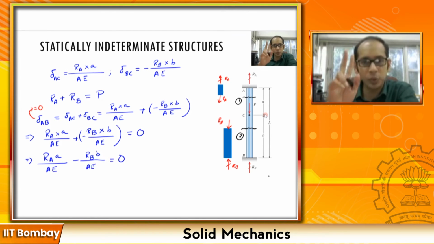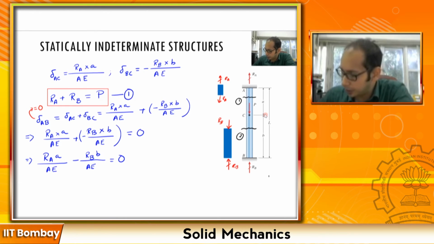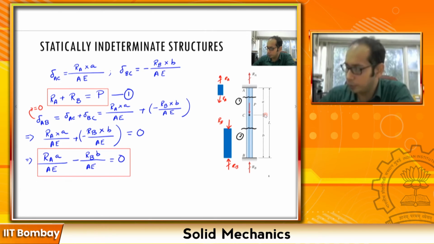So we have two equations, two unknowns. What is the first equation? The first equation is this one over here, which I am going to mark as equation number 1. And my second equation is the one which I just wrote over here. This is my equation number 2, right?